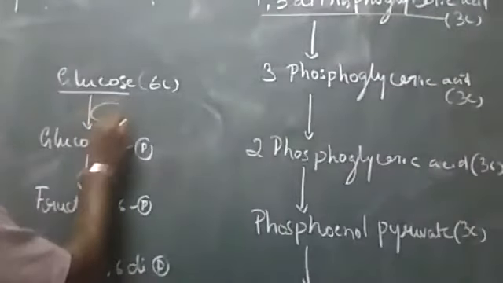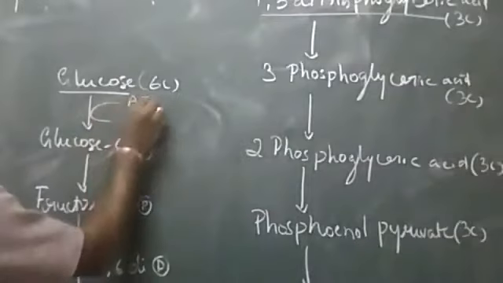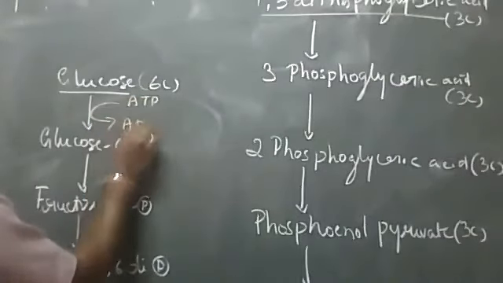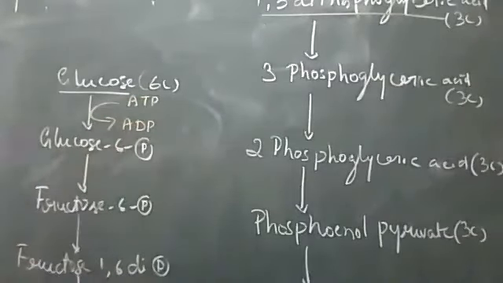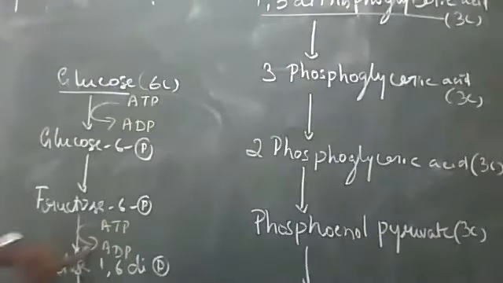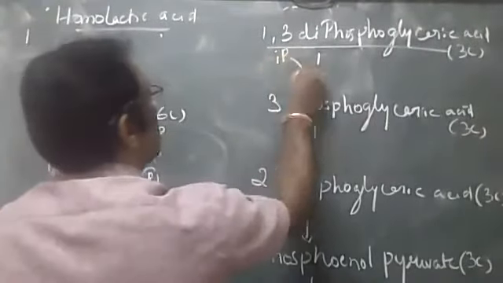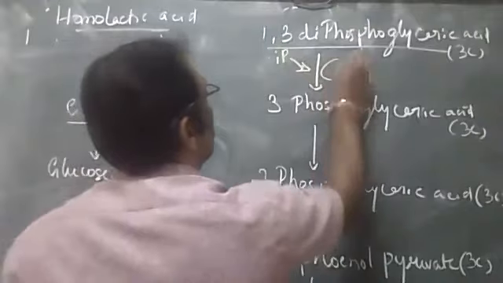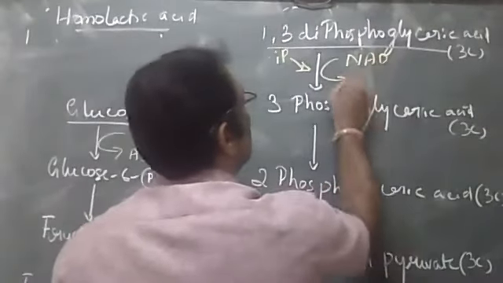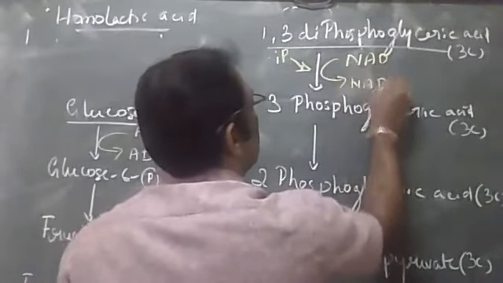Glucose uses 1 ATP here to form glucose 6-phosphate. Fructose 6-phosphate uses 1 ATP here. I'm writing only important things. Then on this side you have addition of inorganic phosphate, conversion of NAD to NADH2.